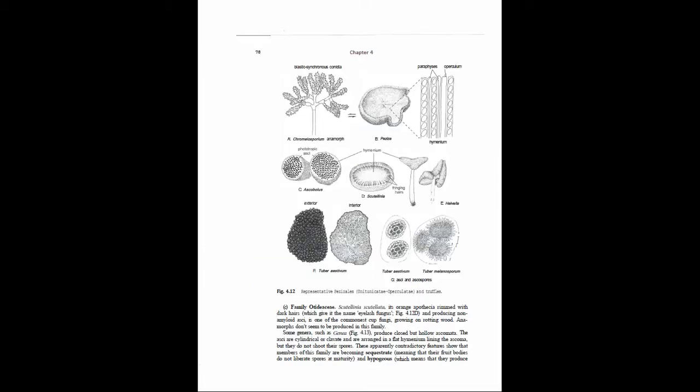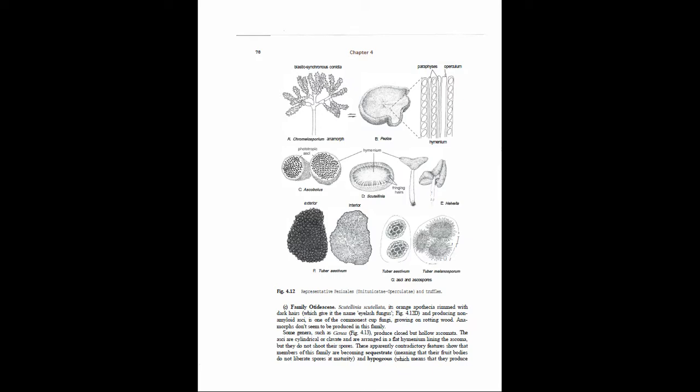Chapter 4. Blastic synchronous conidia. A, Chromelosporium anamorph. B, Peziza, paraphyses, operculum, hymenium. C, Ascobolus. D, Scutellinia, 1. Exterior. E, Helvella, interior. F, Tuber aestivum.